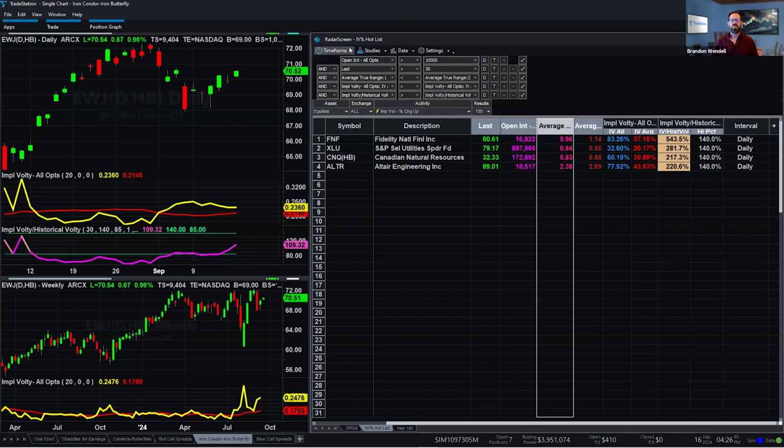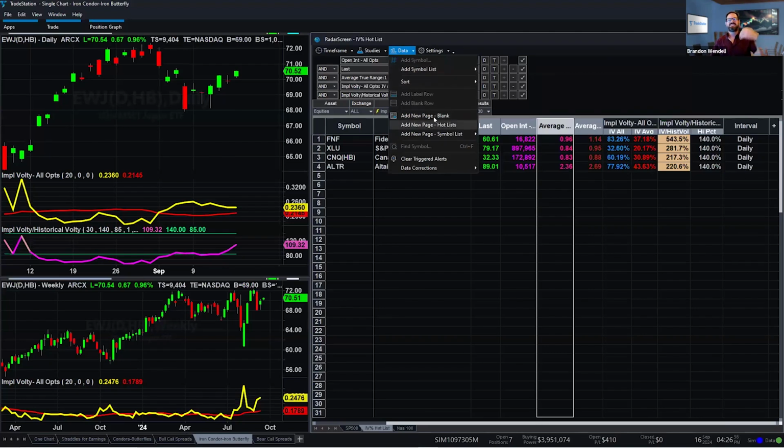Right now, what we have set up is a hot list, and you can actually go in and add hot lists as a new page inside of the radar screen. That's how you do it right there. You can either add in your own symbol list that you create or ones that are already created. You can create a blank page and add your own symbols or hot lists. And many of these pages have already been set up.